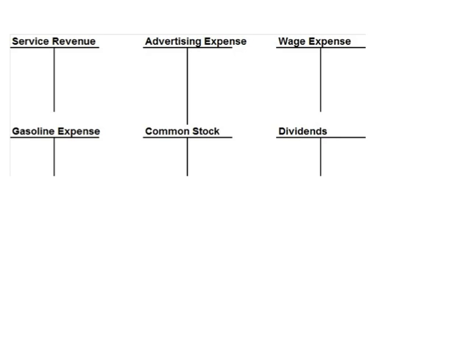Service revenue is a revenue account with a normal credit balance. Advertising expense is an expense account with a normal debit balance. Wage expense, an expense account with a normal debit balance. Gasoline expense is also an expense account with a normal debit balance. Common stock and dividends are equity accounts. The normal balance for equity accounts is a credit. The normal balance for a dividend account, however, is a debit. A dividend account is a contra account, contra meaning opposite of normal.